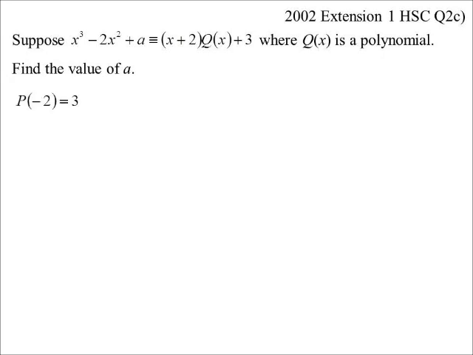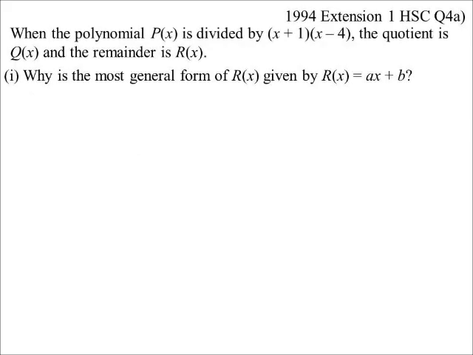It's divisor times quotient plus remainder. So by saying P(-2) is 3, I'm using the remainder theorem. Rearrange it. a is 19. Ooh, this is the 1994 one.